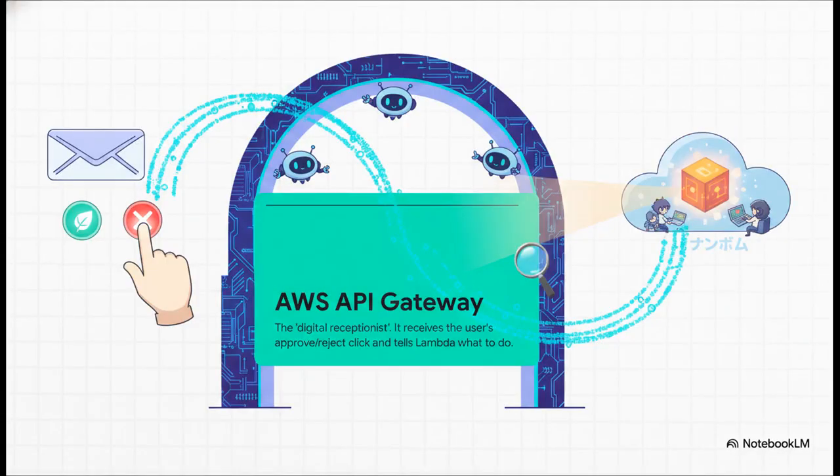Now remember that email with the approve and reject links? When you click one of those, that signal needs a place to land. And that place is API Gateway. It's basically the digital receptionist for the whole system. It just sits there waiting for that click, and when it gets one, it knows exactly how to direct that request to Lambda to either post the tweet or trash it.